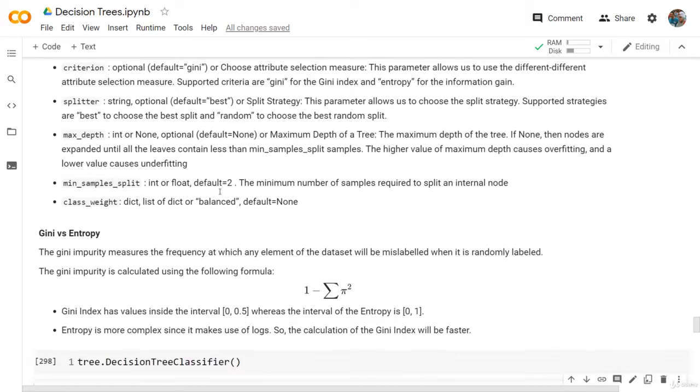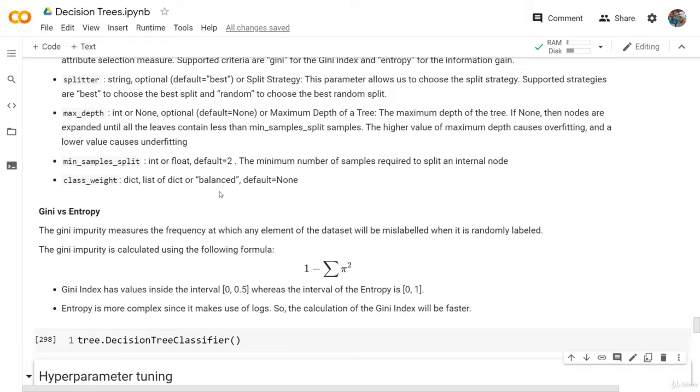So what is the difference between Gini and entropy? The Gini impurity measures the frequency at which any element of the dataset will be mislabeled when it's randomly labeled. This is how the impurity works. It's calculated using this equation: 1 minus the summation of probability squared. The Gini index has values in the interval between 0 and 0.5, while we saw that the interval for the entropy is from 0 to 1. So this is the first difference between entropy and Gini index.